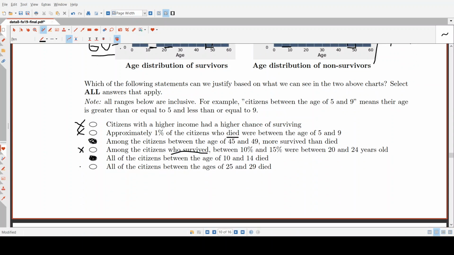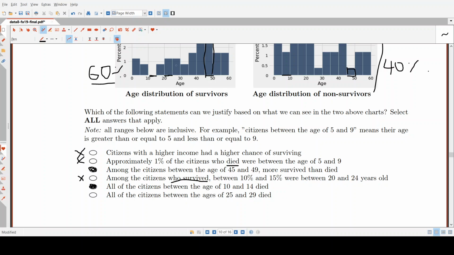Then the last one, all the citizens between the age of 25 and 29 died. This is not true. If we look at the 25 to 29 bar here, you can see there are clearly people who did survive. So this is just false.